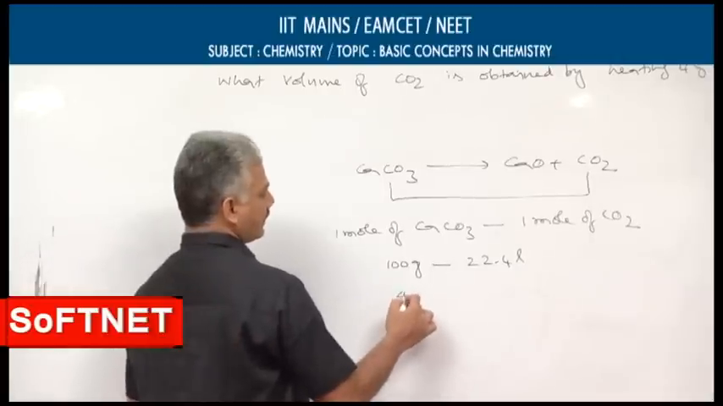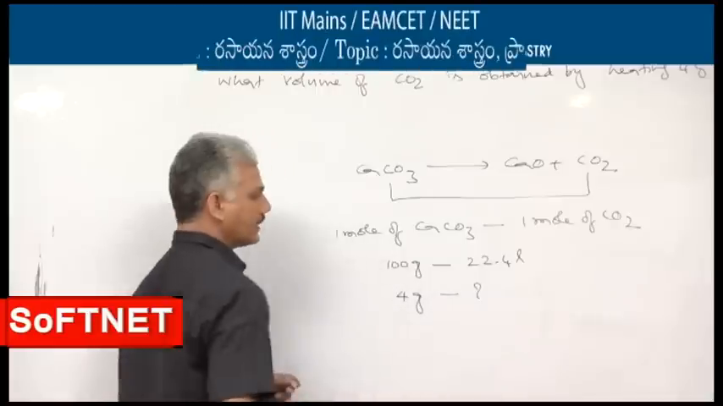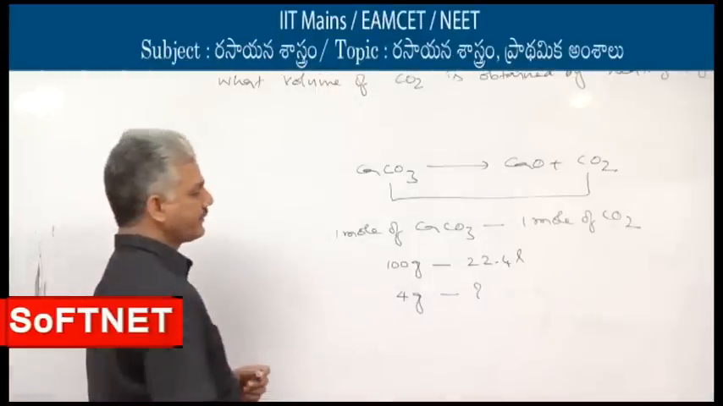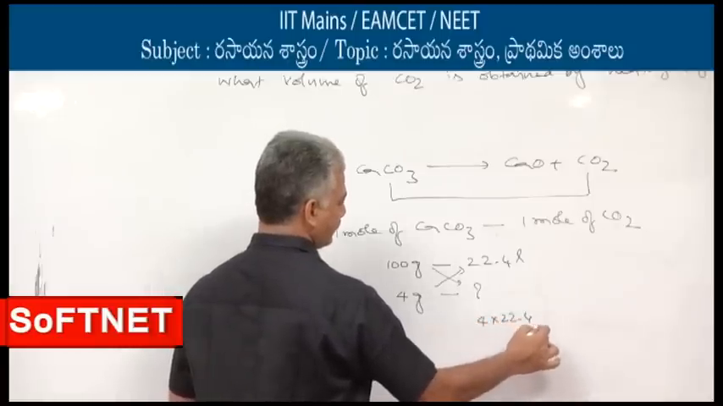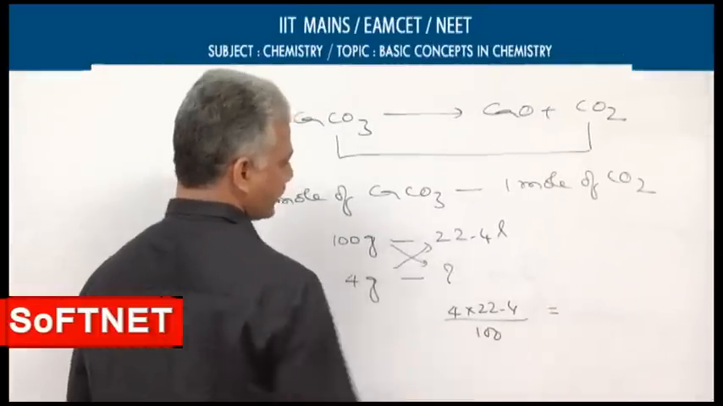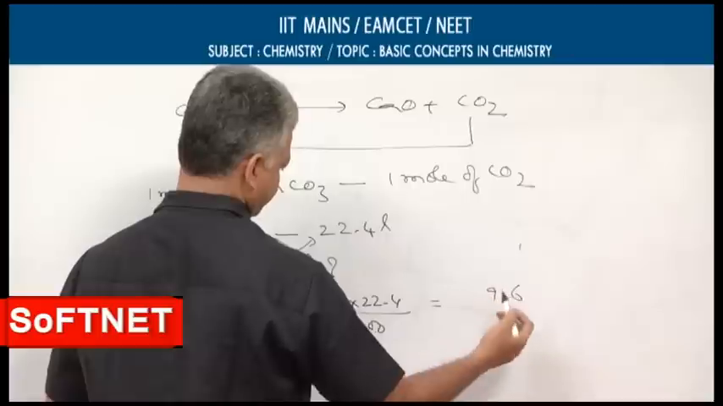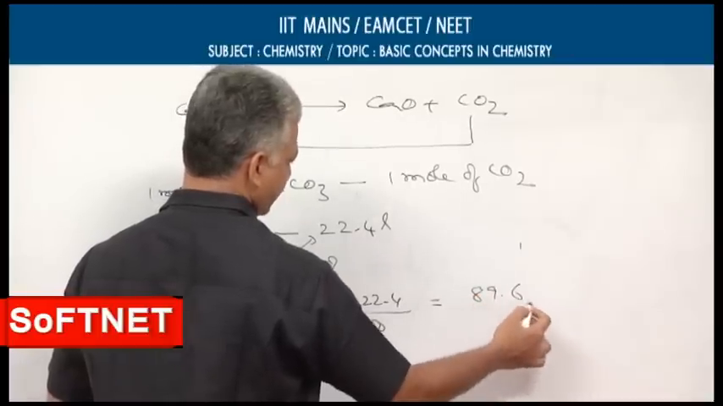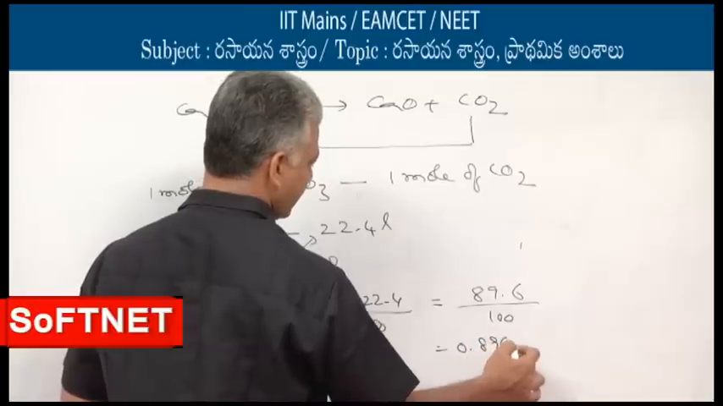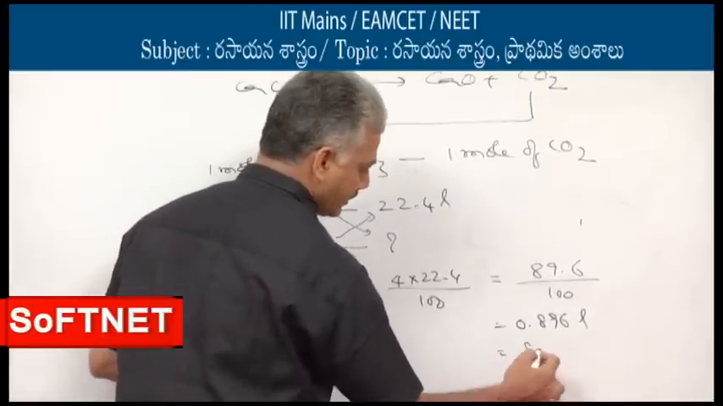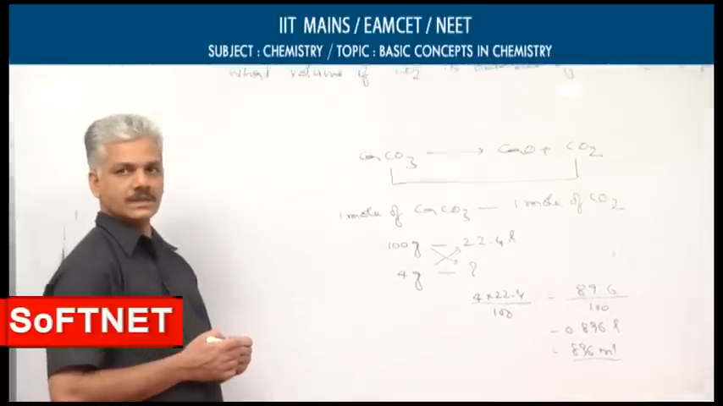Now, the weight of limestone or calcium carbonate given is 4 grams. From that, how much carbon dioxide can we prepare? The calculation is like this: 4 into 22.4 by 100. So, that comes out to 89.6 by 100, or 0.896 liters, or better you represent it in terms of milliliters, that is 896 ml.